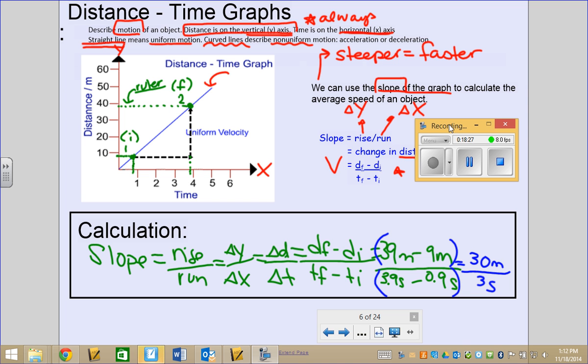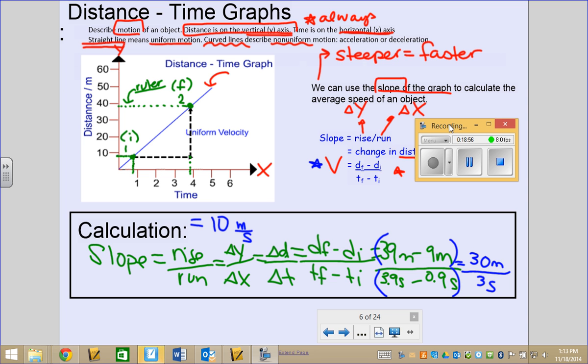Now my answer that I'll end up getting is 10 meters per second. Now I know it's meters per second because I was taking meters and dividing them by seconds. I also know it's meters per second because I remembered that the slope of a distance-time graph tells me the speed of the object, and speed is measured in meters per second.